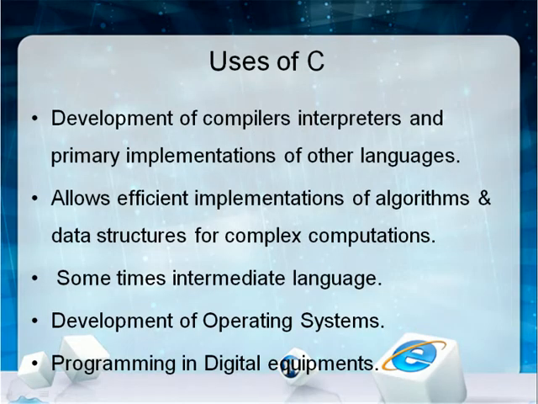Finally, let's look at users of C. Compilers, libraries, and interpreters of other programming languages are often implemented in C. The primary implementations of Python, Perl, and PHP are all written in the C language. Due to its thin layer of abstraction and low overhead, C allows efficient implementation of algorithms and data structures, which is useful for programs that perform a lot of computations. C is sometimes used as an intermediate language by implementations of other languages.